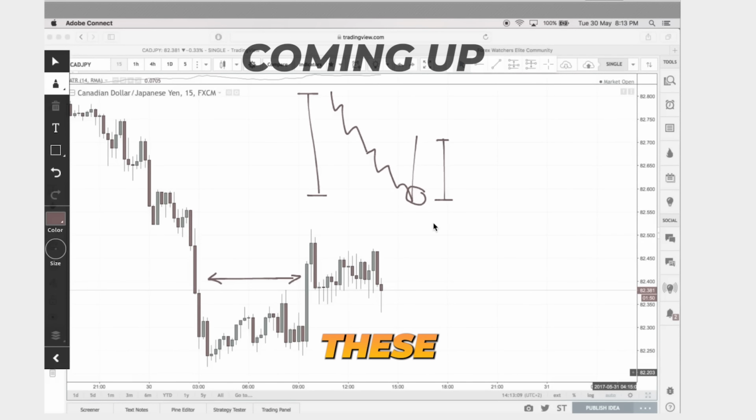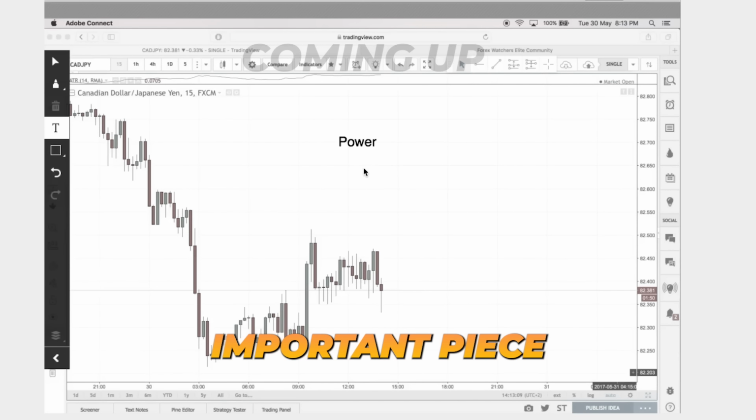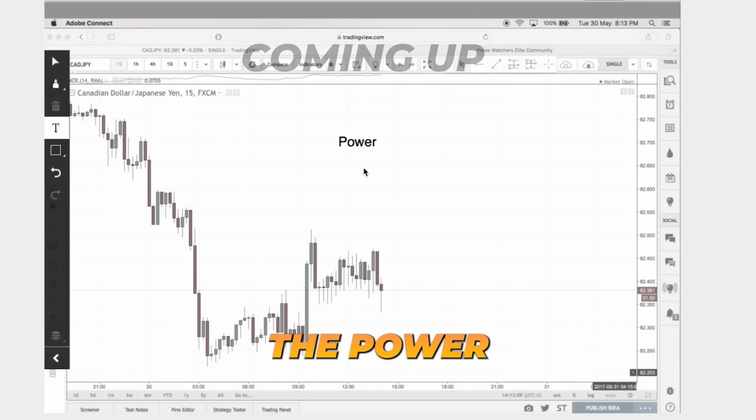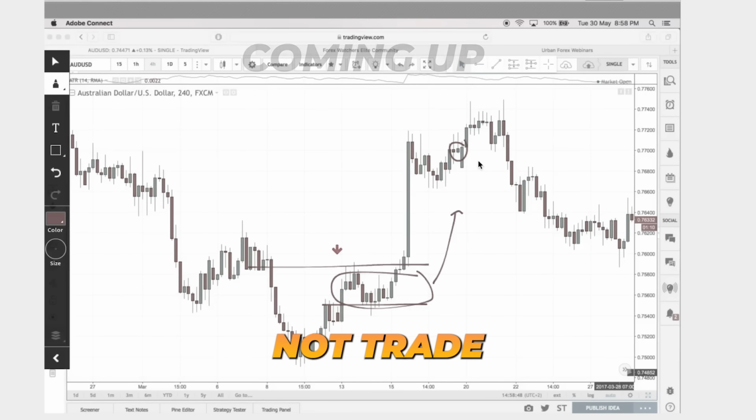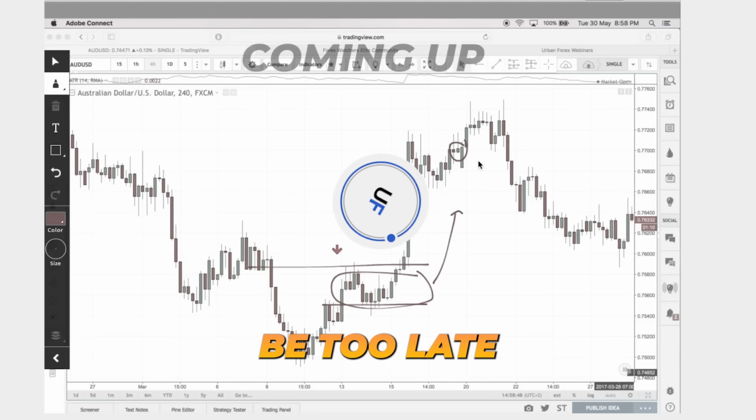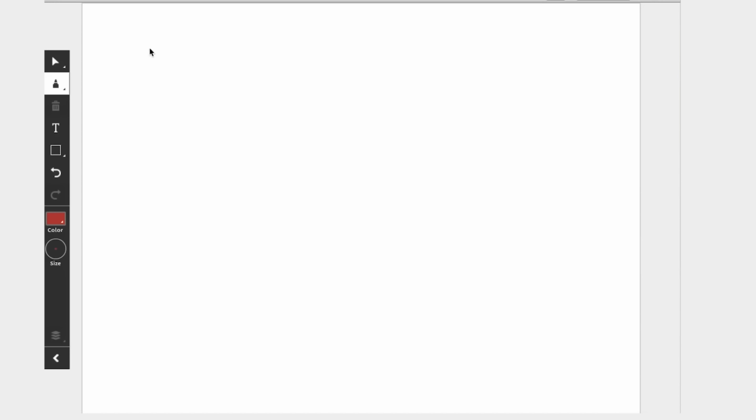Call them a landmine. These are danger spots. The most important piece to understand reversals is the power. These are our signs and indications the market can turn. If you do not trade that money spot, you're going to be too late. Reversals are very interesting things, right?